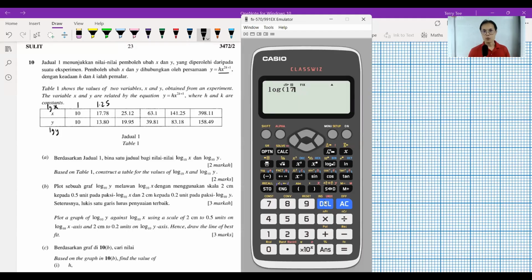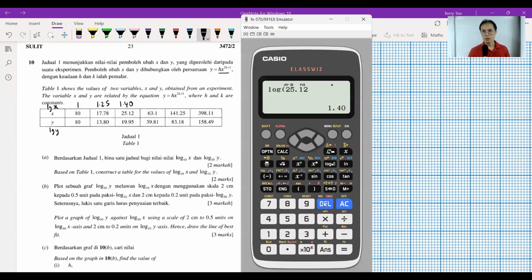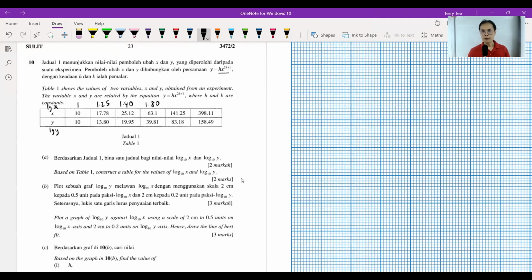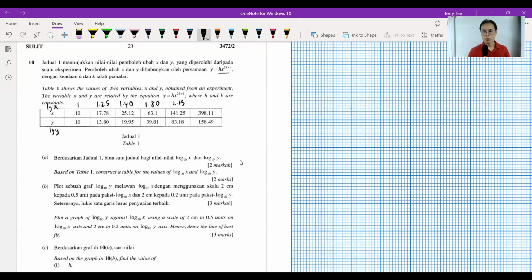Next one is 25.12. Yeah, 25.12. This will give us 1.40. 63.1. Okay, 63.1. This will give us 1.8. 141.25. This will give us 2.15. 398.11.